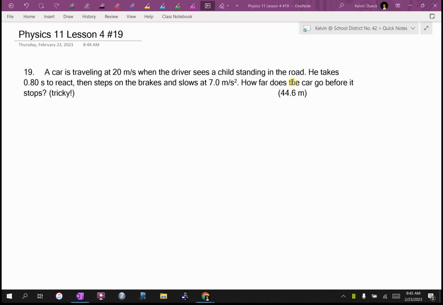Number 19 is very tricky. I wouldn't give you one like this on a test, maybe as a bonus question. Okay, how am I going to do this?